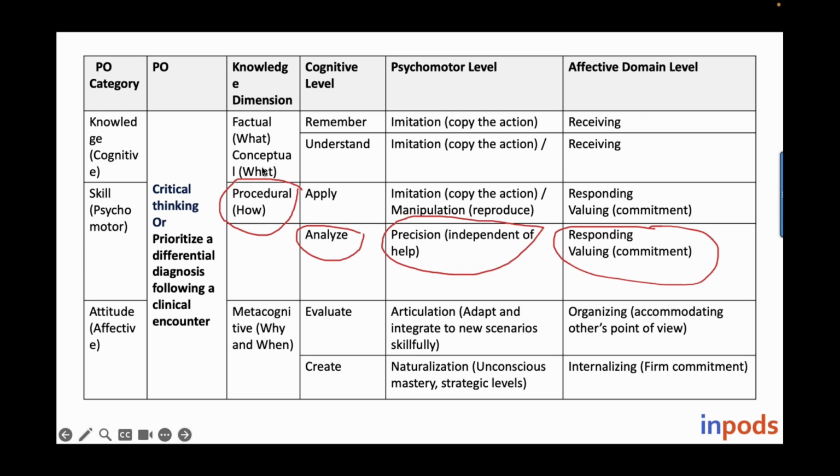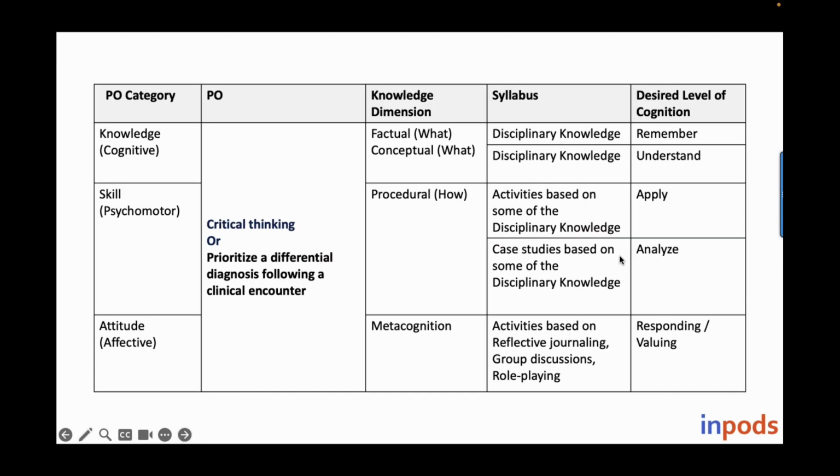When I want certain part of the content to be taken to analysis level, and they should reach a precision level, they should reach responding and valuing, for example. And then you will come out with your final decision table. So this is how it is. So you will deliver your discipline knowledge. These are the desired cognitive levels you have defined. And now this becomes your template, which you can give to the course designers.